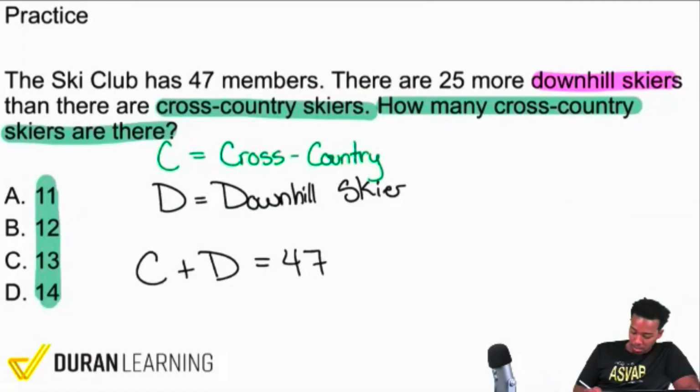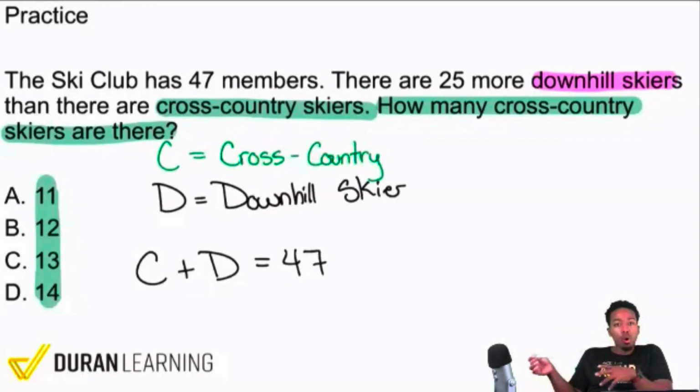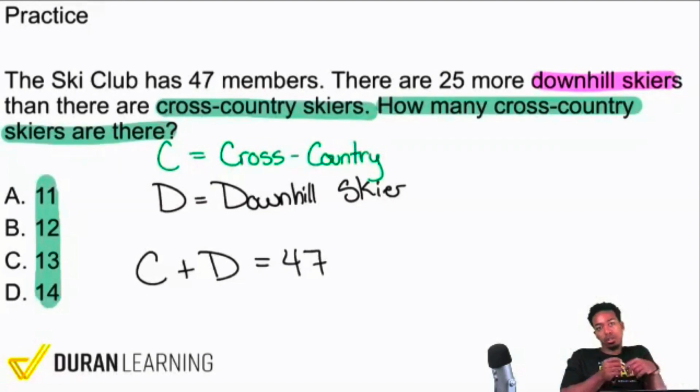Now, number two, right over here, there are 25 more downhill skiers than there are cross-country skiers. So everybody, this is where it might feel confusing here. Because if I say there are 25 more, let's use an easier example. There are 25 more wolves than there are cows. Which one's the greater number, everybody? If I say that there are 25 more wolves than there are cows, which one is bigger? Wolves, exactly. If I say there's 25 more wolves than there are cows, it's wolves that's a bigger number.